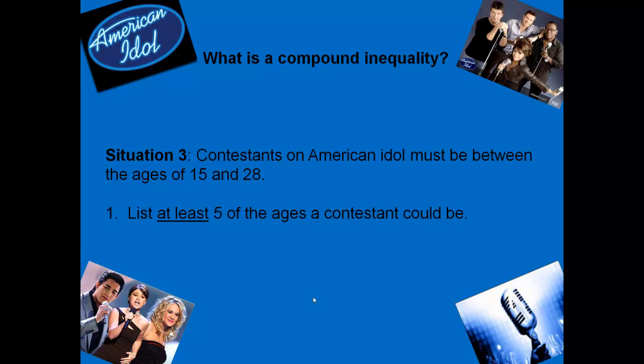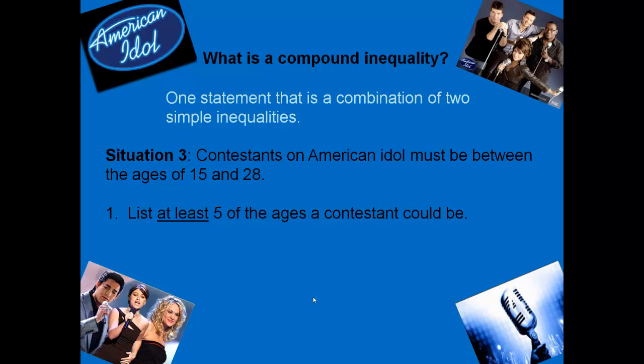Okay, there's one more kind of inequality we need to learn about, and that's a compound inequality. A compound inequality is one statement that is a combination of 2 simple inequalities. So let's look at this situation. Contestants on American Idol must be between the ages of 15 and 28. So first list 5 ages that a contestant could be. And you can list any ages as long as they are between 15 and 28.